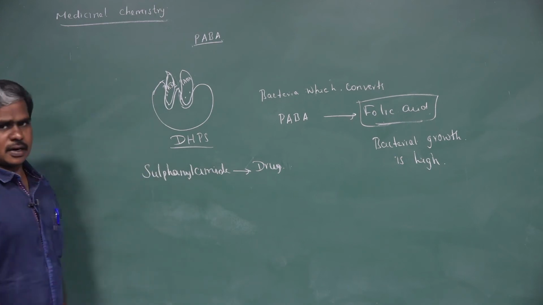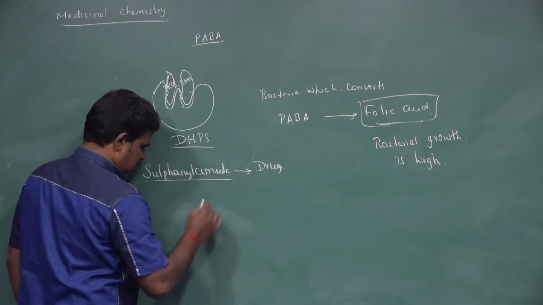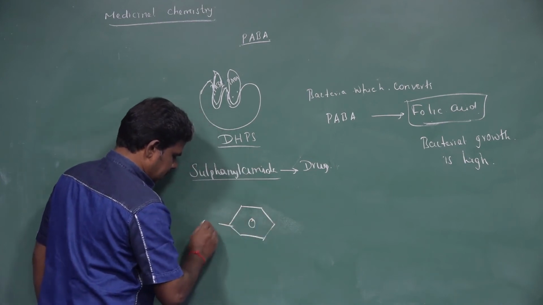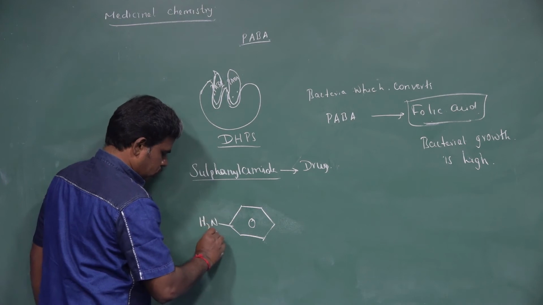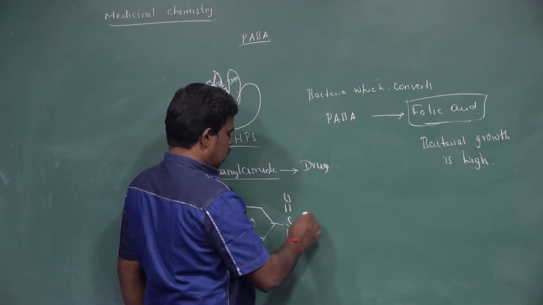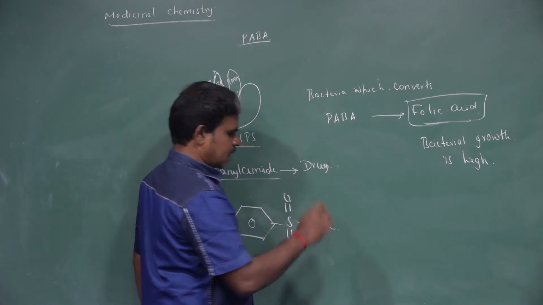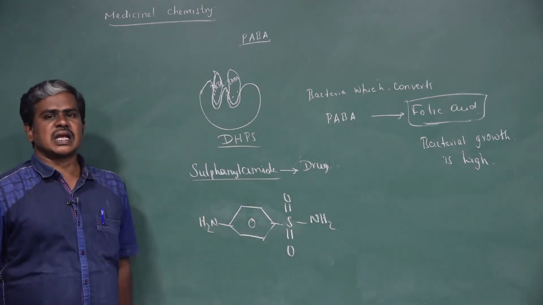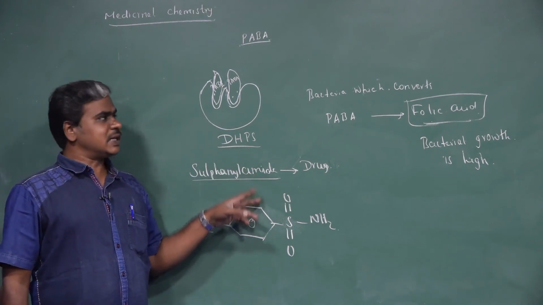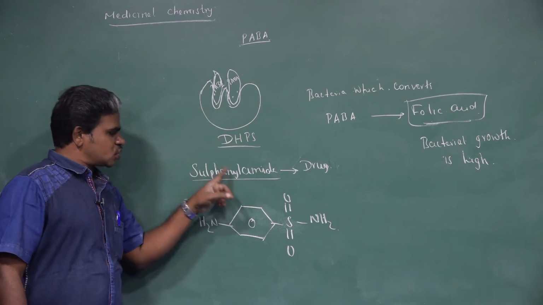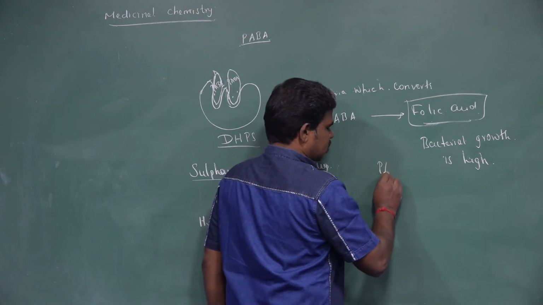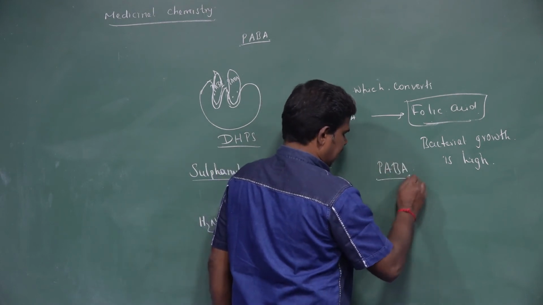Sulfonylamide is taken as a drug. Now we are taking the structure of sulfonylamide: C6H5, NH2, S double bond O, and NH2. And why are we taking sulfonylamide? Because para-amino benzoic acid, that is PABA, has a similar structure to sulfonylamide. So we are taking the PABA structure, para-amino benzoic acid.